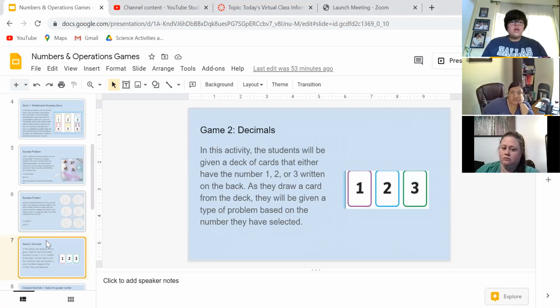And then the next game is about decimals. It's the same concept as the first game. They'll be given a deck of cards that have a number, either 1, 2, or 3, and they'll be mixed up. As they draw a card from the deck, they will be given a problem based on the number they have selected. So I have 3 different types of problems going over decimals.